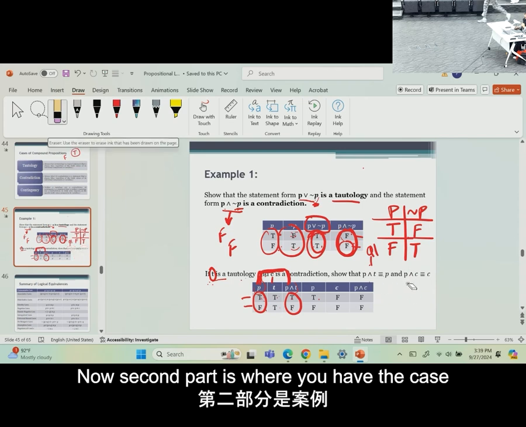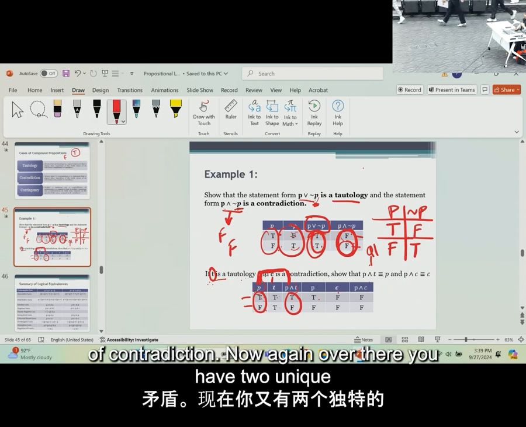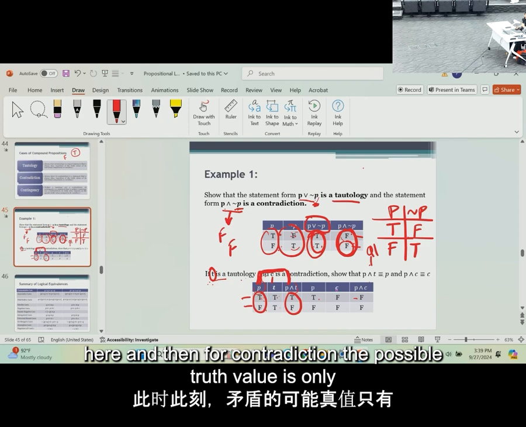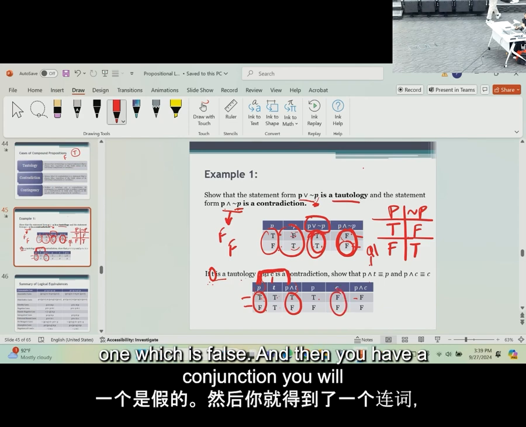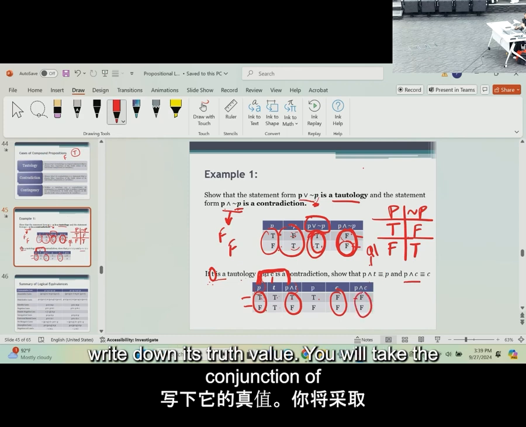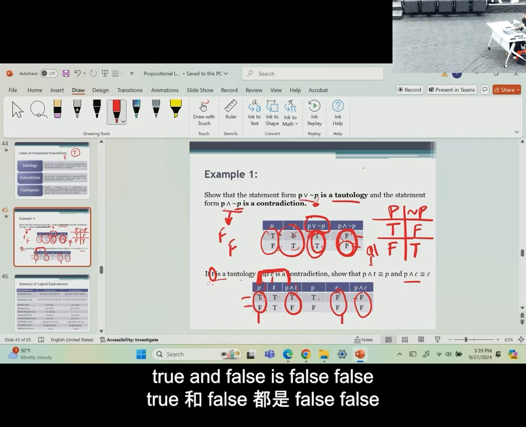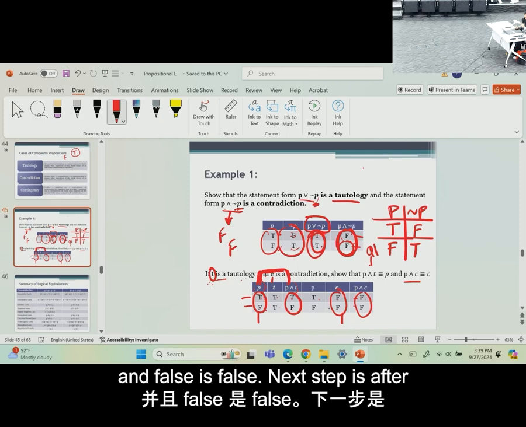Now the second part is where you have the case of contradiction. Again over there you have 2 unique variables. You have P and then you have C. So P is here, and then for contradiction the possible truth value is only 1, which is false. And then you have a conjunction. You will write down its truth value. You will take the conjunction of P and C, meaning this column and this column. So true and false is false, false and false is false.